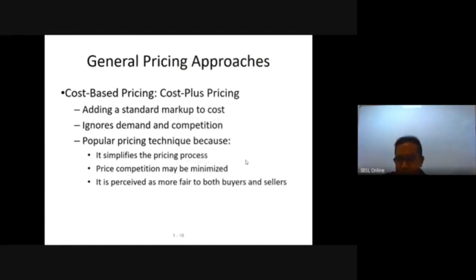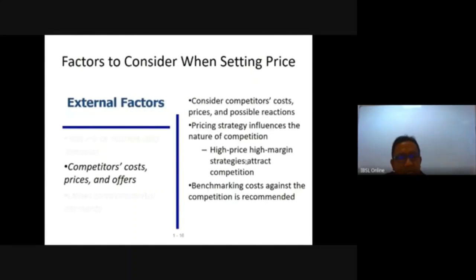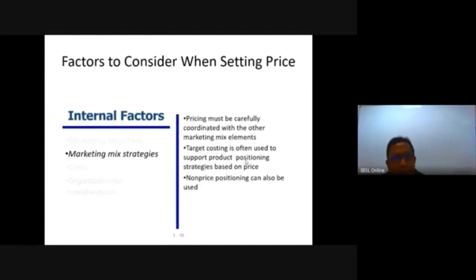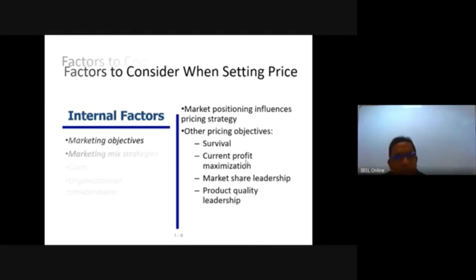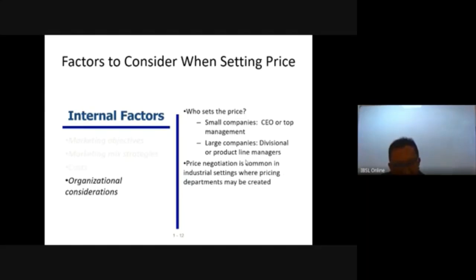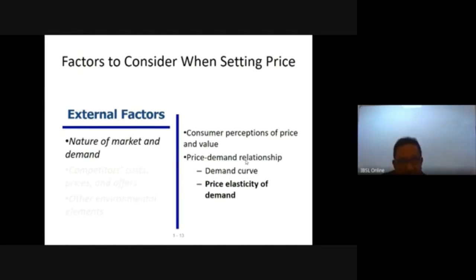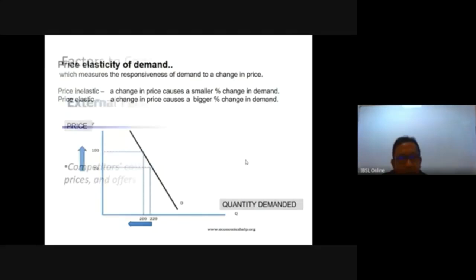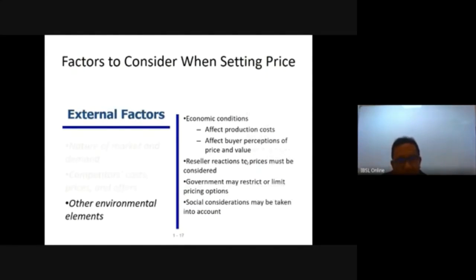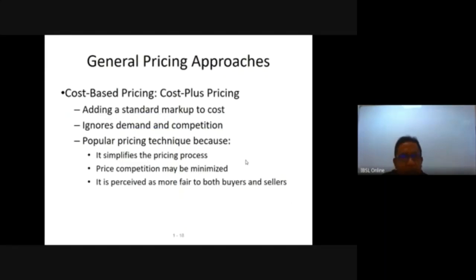But finally, you will have to understand there are internal factors like marketing objectives, marketing mix strategies, costs, and organizational considerations you need to consider when setting prices. External factors you need to consider are the nature of demand and nature of market, competitor costs and prices and offers, and other environmental elements.